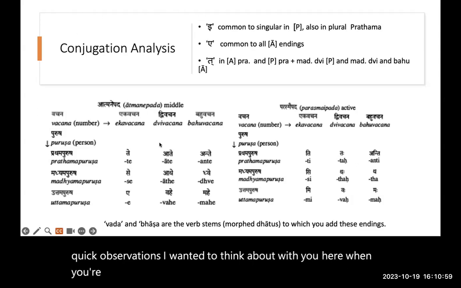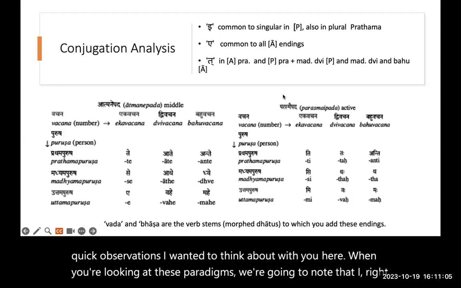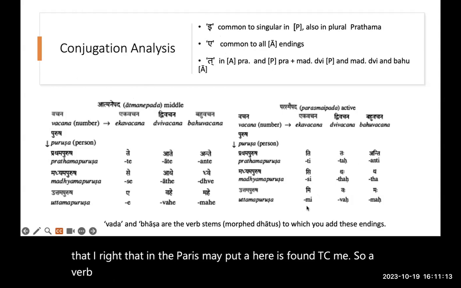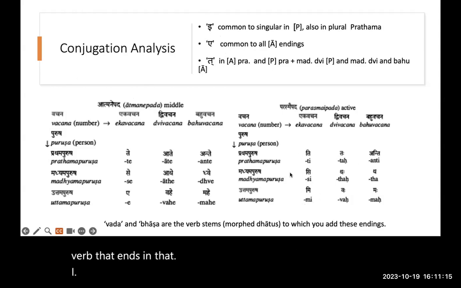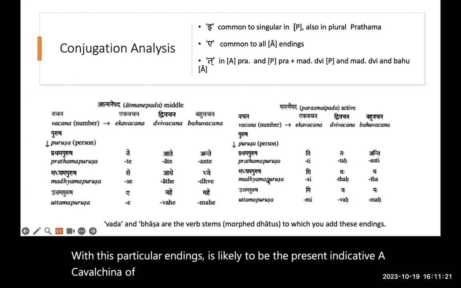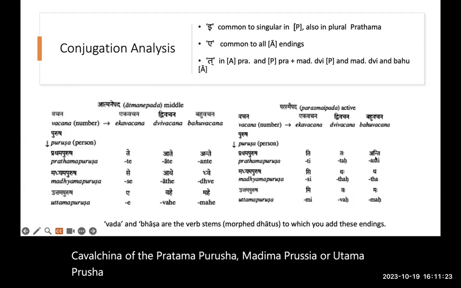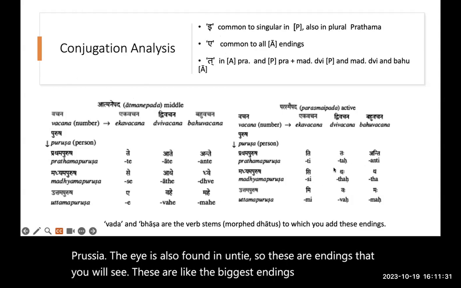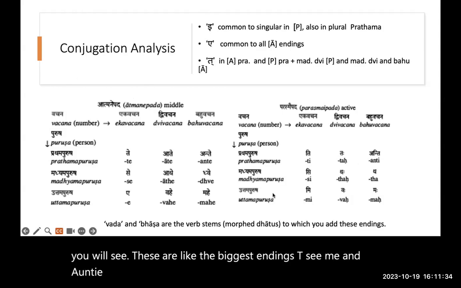So here are some quick observations I wanted to think about with you here. When you're looking at these paradigms, we're going to note that the i in the Parasmaipada is found in ti, si, mi. So a verb that ends in that i with those particular endings is likely to be the present indicative ekavachana of the pratama purusha, madhyama purusha, or uttama purusha. The i is also found in anti. So these are endings that you will see. These are like the biggest endings: ti, si, mi, and anti.